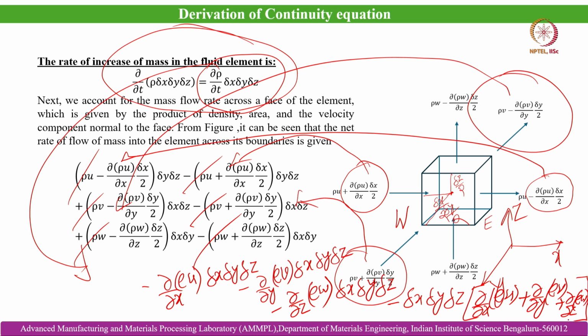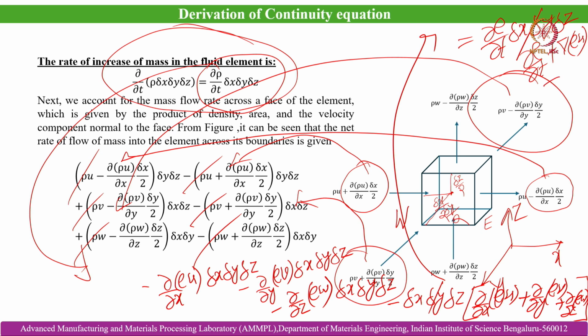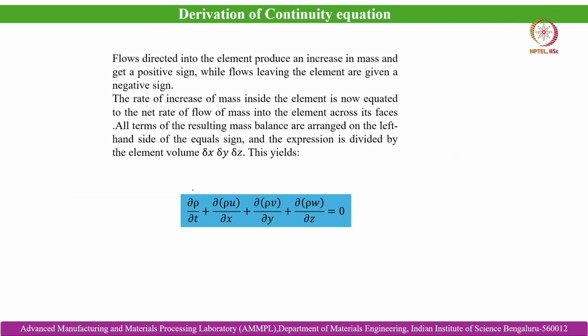We are equating this with del rho del t delta x delta y delta z. If we just strike it off and take this to the other side, we basically get del rho del t plus grad rho u is equal to 0. This is the expression we are writing next: del rho del t plus grad rho u is equal to 0.